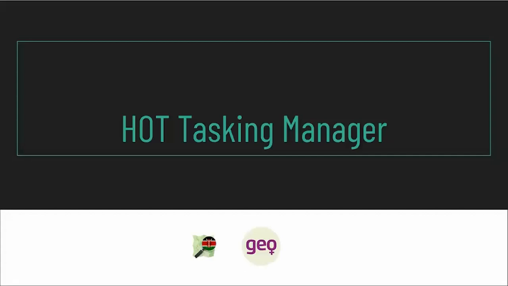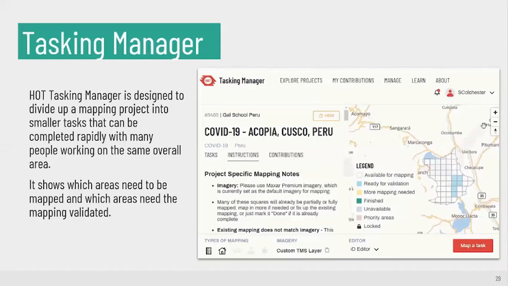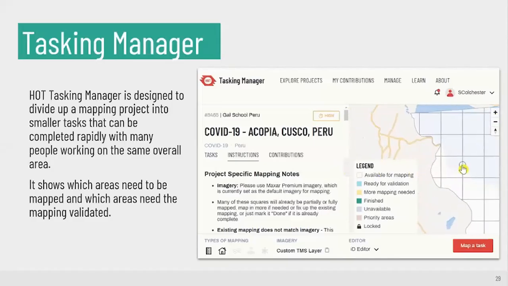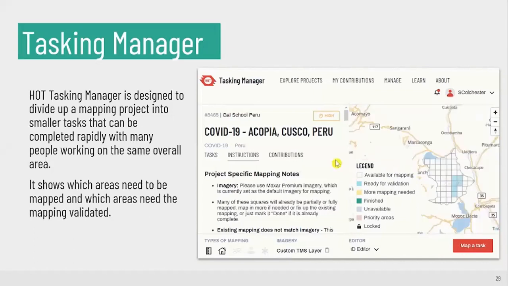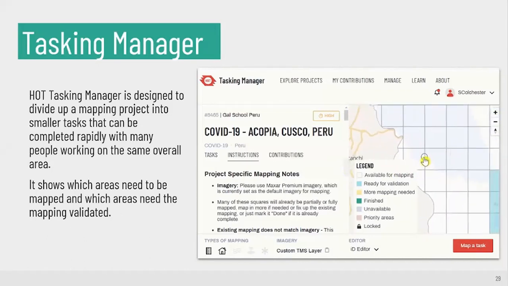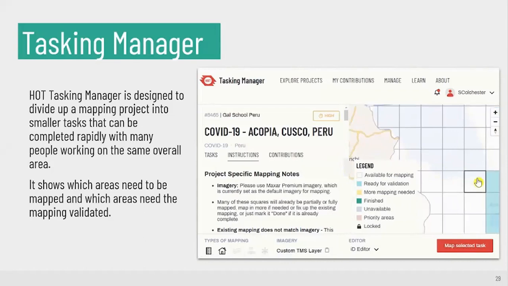And now on to the tasking manager. The tasking manager is a tool for coordination of volunteers and organizations to map on OSM. It's designed to divide up a mapping project into smaller tasks, and it shows the areas needed to be mapped and which areas need to be validated. So this is how the tasking manager looks like.